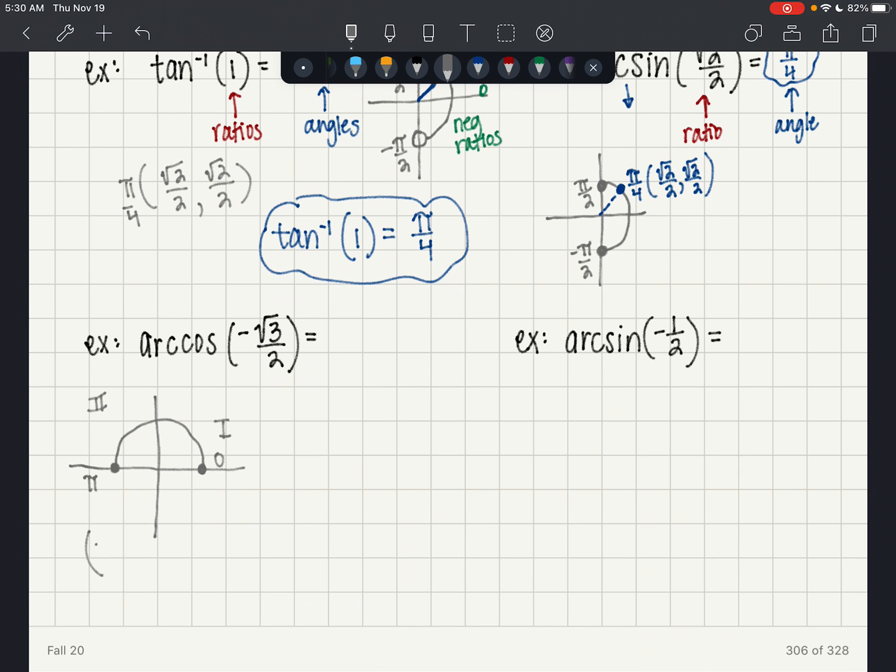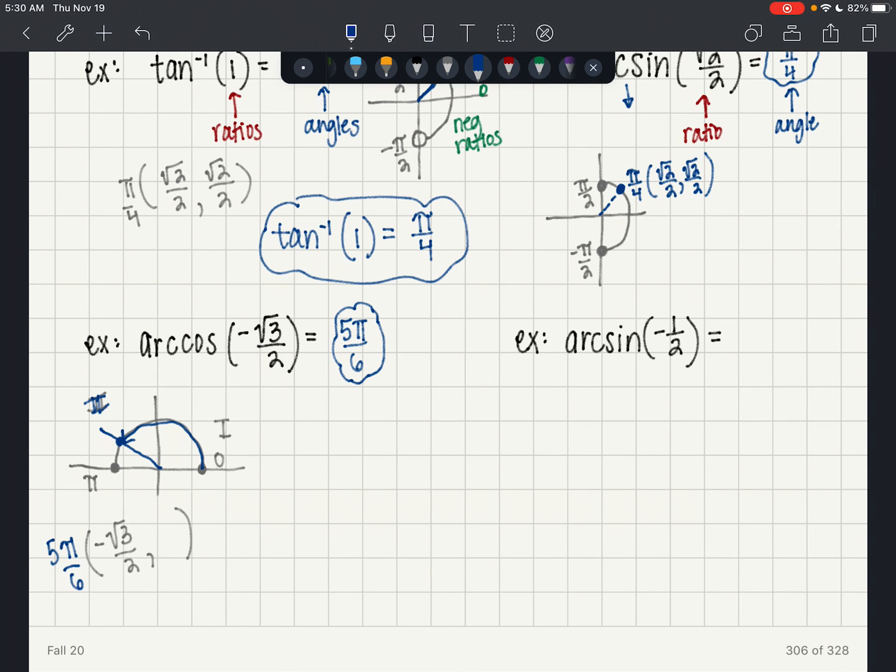So I need my ratio to be negative square root of 3 over 2. And cosine is your x value. So what angle has an x value of negative square root of 3 over 2? Well, that's a pi over 6 angle. In quadrant 2, the pi over 6 angle is going to be 5 pi over 6. You're going to go this way right here, 5 pi over 6. So hopefully this is making a little bit more sense for you.